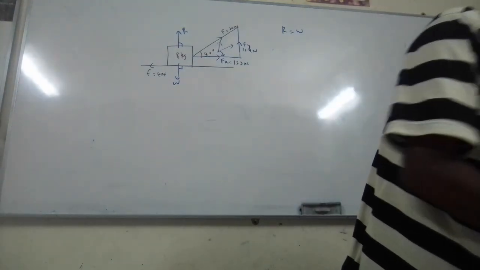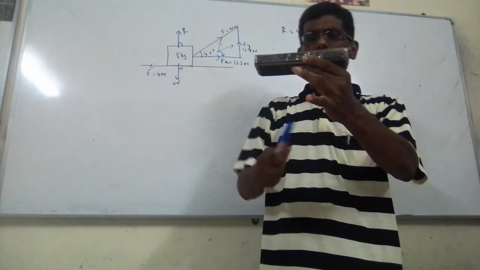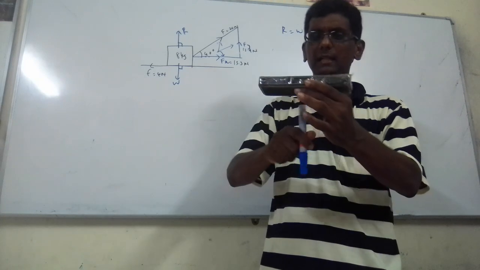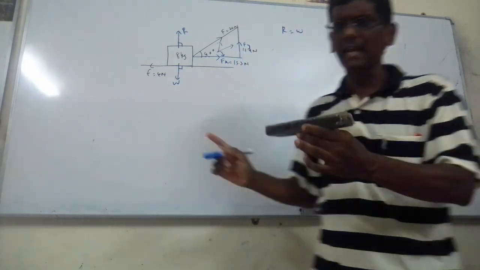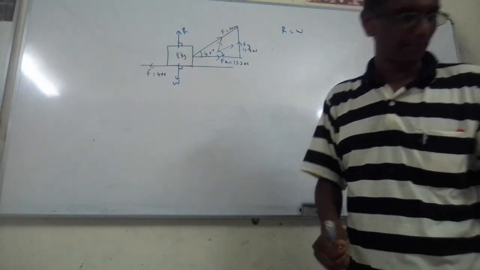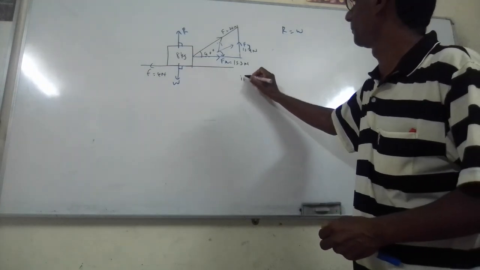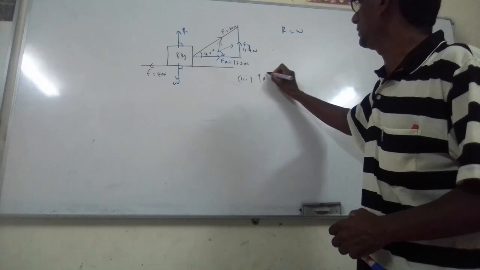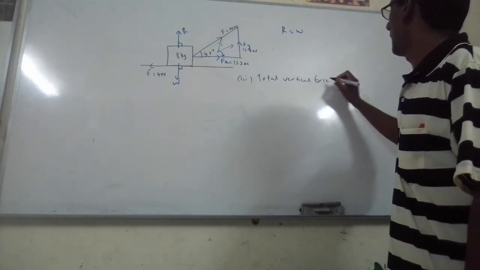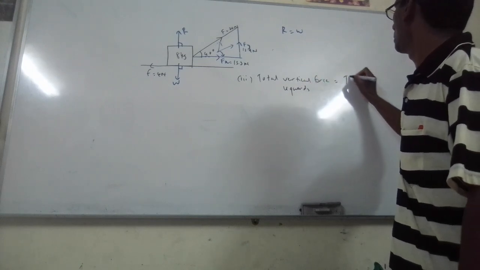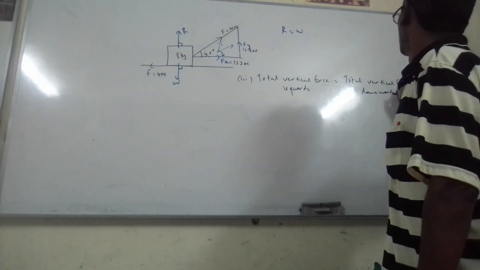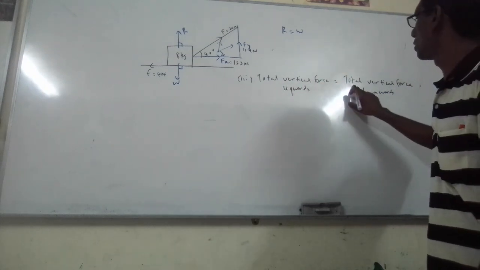For example, this is the object, this is R and there's a weight. There's no other force acting upon the object. So this R and W are equal. But in this case, there's one extra force acting upon the object. So how do we find it? We have to use this method, number three method: total vertical force upwards equals total vertical force downwards.